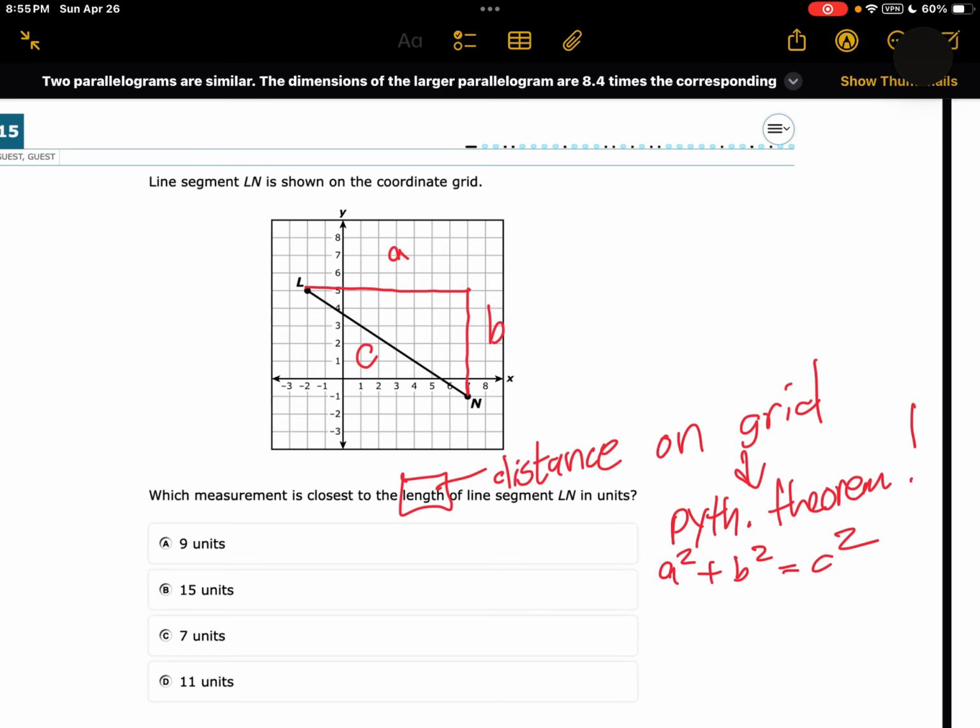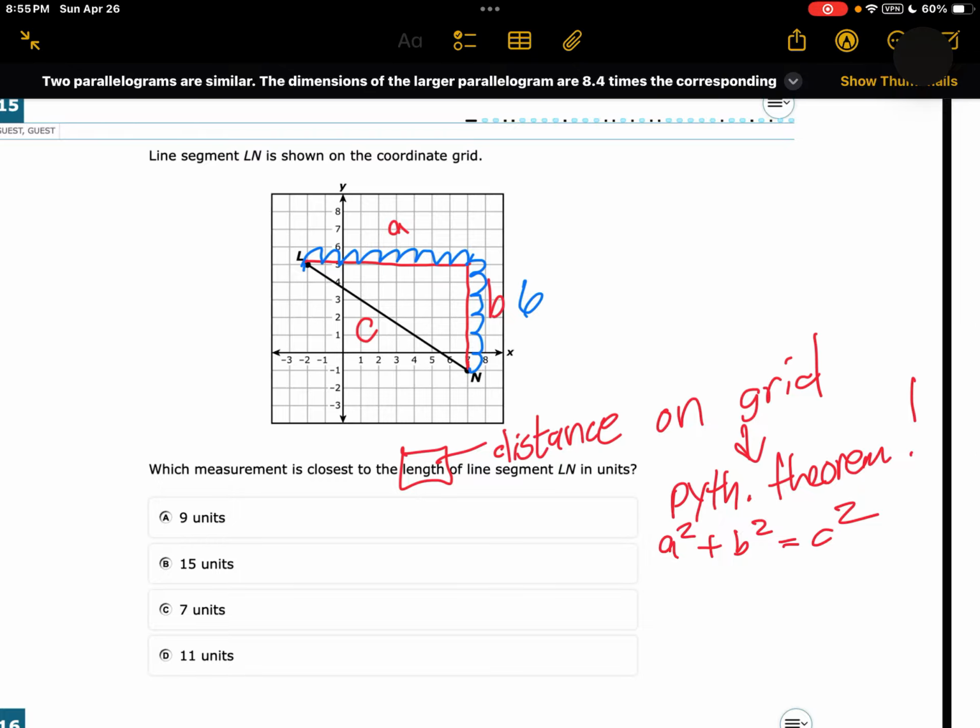So then I'm going to count 1, 2, 3, 4, 5, 6. B is 6, and I'm going to count this one. And I lost count, but 2 to 7 would be 9. Okay, so now I just need to plug that into my formula. It doesn't matter which one's A and B, as long as you don't mix up C. C is the important one. So I would do 9 squared here, plus 6 squared here, and that'll equal c squared.